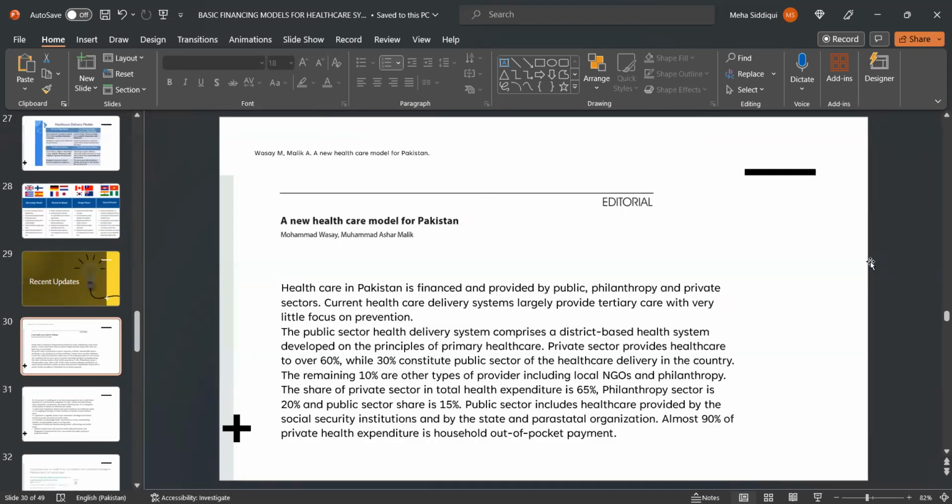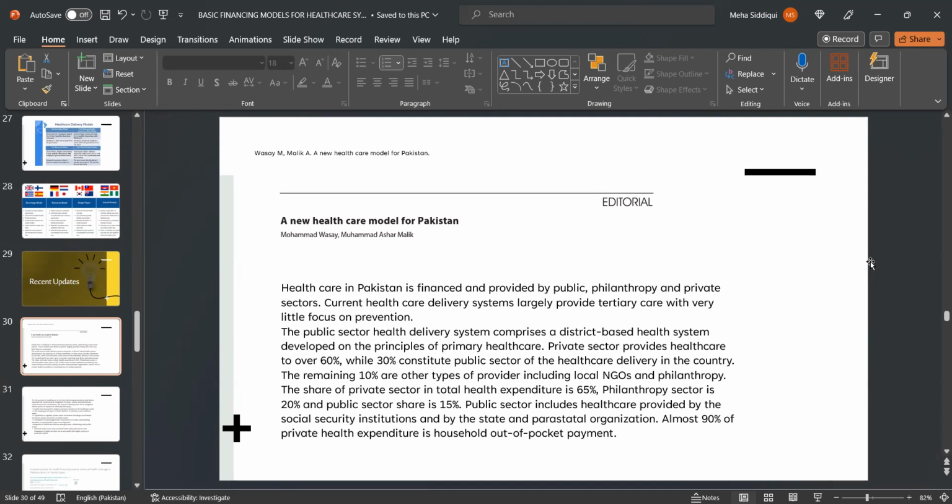Recent updates. It is an editorial titled "A New Healthcare Model for Pakistan." According to it, healthcare in Pakistan is financed and provided by public, philanthropy, and private sectors. Current healthcare delivery systems largely provide tertiary care with very little focus on prevention. The public sector health delivery system comprises a district-based health system developed on the principles of primary healthcare. The private sector provides healthcare to over 60%, while 30% constitutes the public sector of the healthcare delivery in the country. The remaining 10% are other types of providers, including local NGOs and philanthropy.